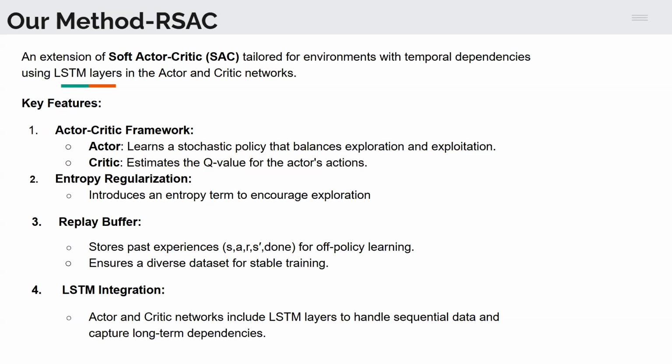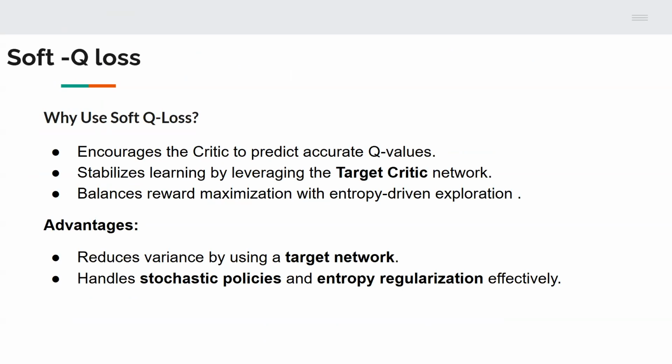Next slide. So I used soft Q loss instead of PPO loss because it stabilizes learning by leveraging the target critic network, and it encourages the critic network to predict accurate Q values, and thus it maintains a balance between reward maximization and entropy-driven exploration. An advantage of this loss is that it reduces variance by using a target network, and it also handles stochastic policy and entropy regularization.